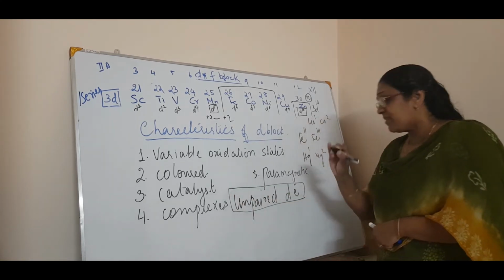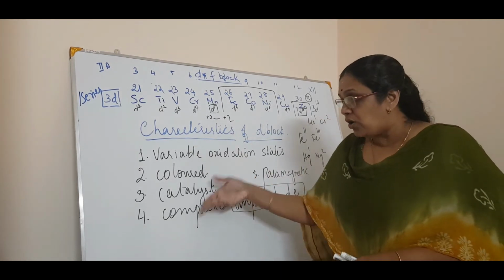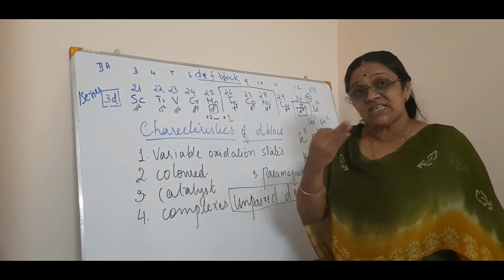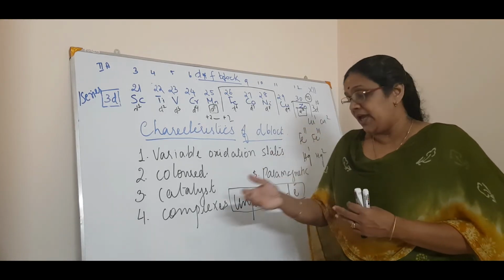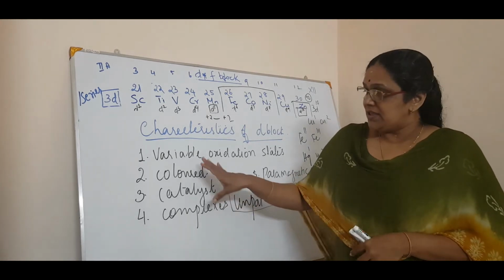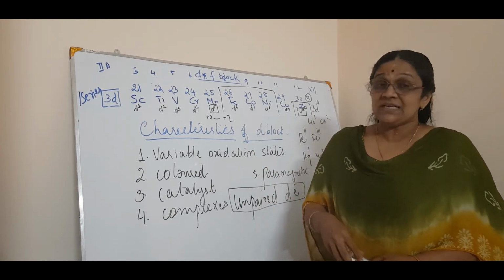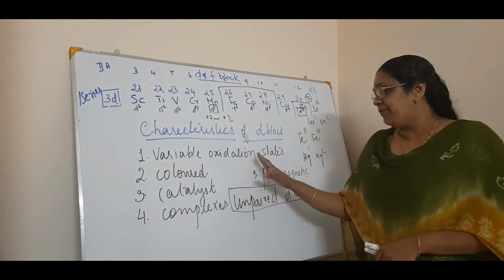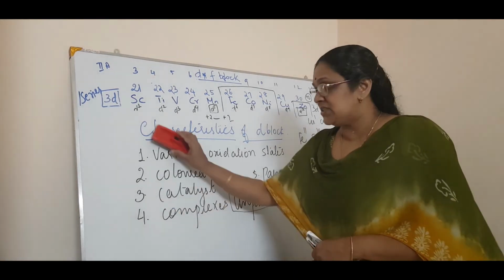Keep in mind, due to the presence of unpaired d electrons, they show all these characteristics. Variable oxidation state, colored compounds, use as catalysts, there are so many things. They form interstitial compounds, they form complexes, and they are usually paramagnetic in behavior. So study these 5 important characteristics of d block or transition elements. These are general; exceptions can be there, but in general there are 5 characteristics. Okay. Now there is one more.